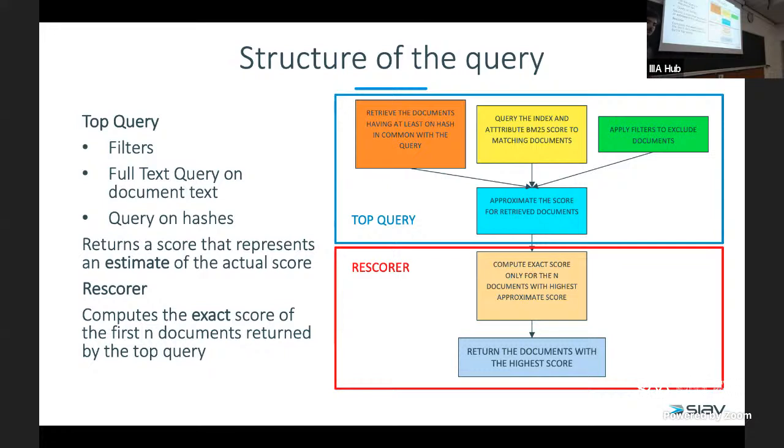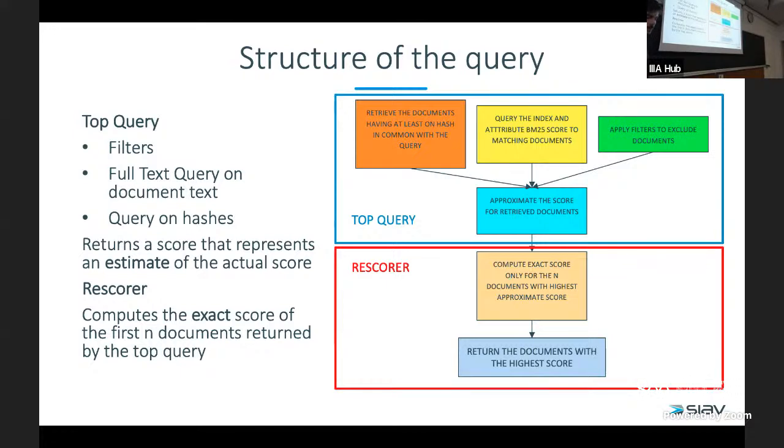All of these operations, as you can see, are the kind of operations which are very efficiently implemented by Elasticsearch, so they will not take a large amount of time. And the role of this top query is to return only the documents which can be seen by the user, and only the documents with the highest estimated overall score to then be fed to the rescorer, which will compute the exact score, again, only on the first n documents returned by the top query. And as we will see later on in the performance evaluation, this approach allows us to significantly reduce the cost of our queries.